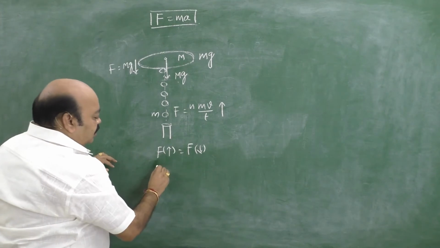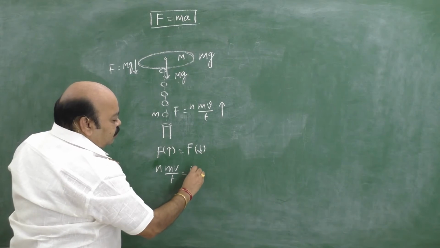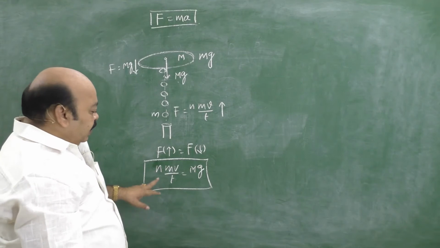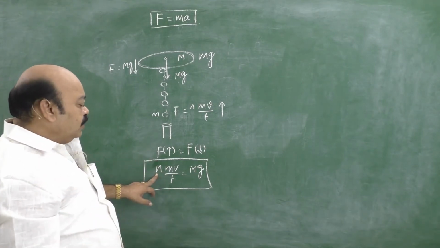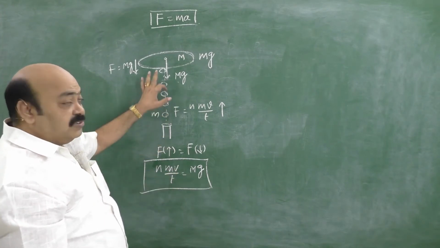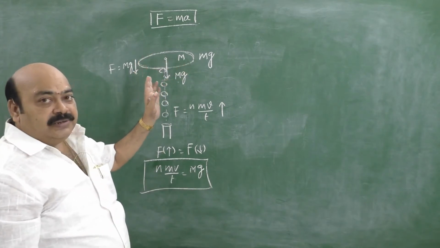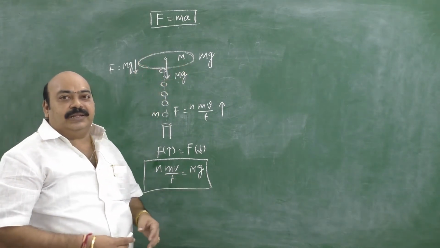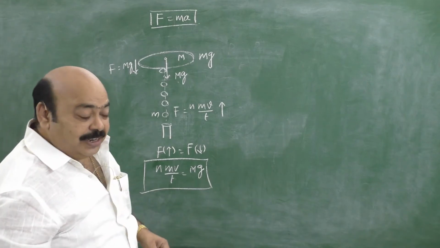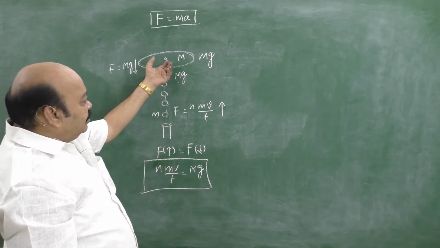What is upward force? It is nothing but n, small n, into mv divided by t is equal to capital M into g. This is a formula, where n is the number of spheres thrown vertically upward in the given time t, m is the mass of each sphere, v is the velocity with which it strikes the plate, and capital M is the mass of this disc which is balanced in mid-air, and g is acceleration due to gravity, nothing but 9.8 meter per second square. Right? This is the case when the ball hits the plate and drops dead.